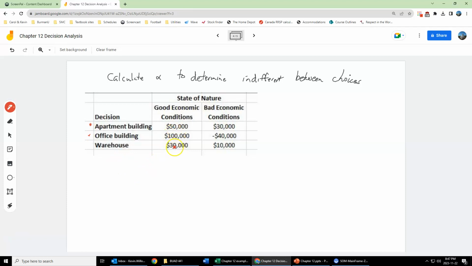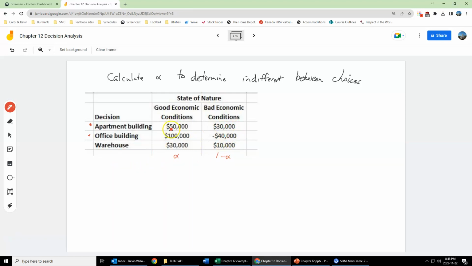To make the numbers easier, we're going to work in tens of thousands. We're going to put alpha as the state of nature for the good state of nature, and 1 minus alpha, and we're going to solve for alpha. So we know that at some point alpha, the level of optimism, changes and it's going to change our decision from the apartment building to the office building. So at what point is it going to change?